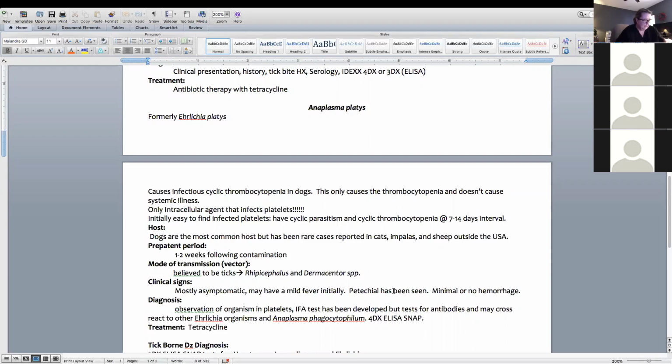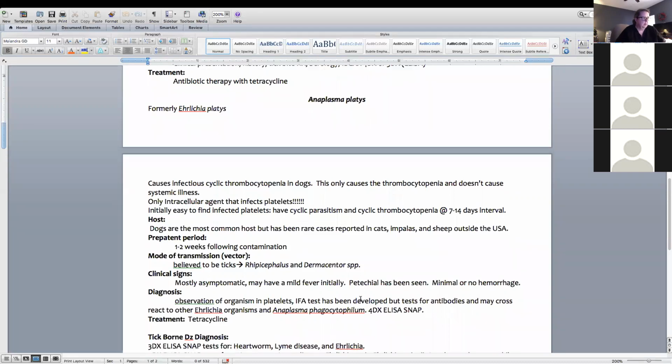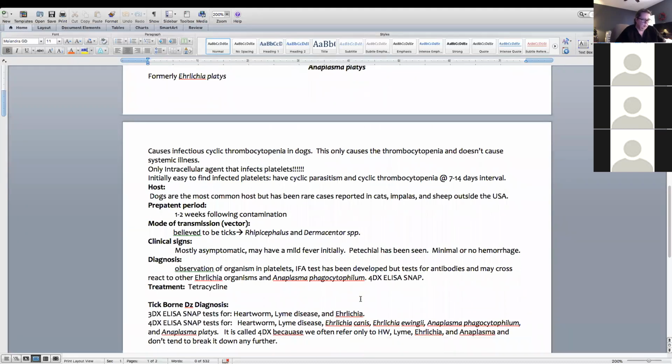And then for 18, kind of as a summary, what is the drug of choice for rickettsial diseases? And that is always going to be doxycycline. Doxycycline, doxycycline, doxycycline.